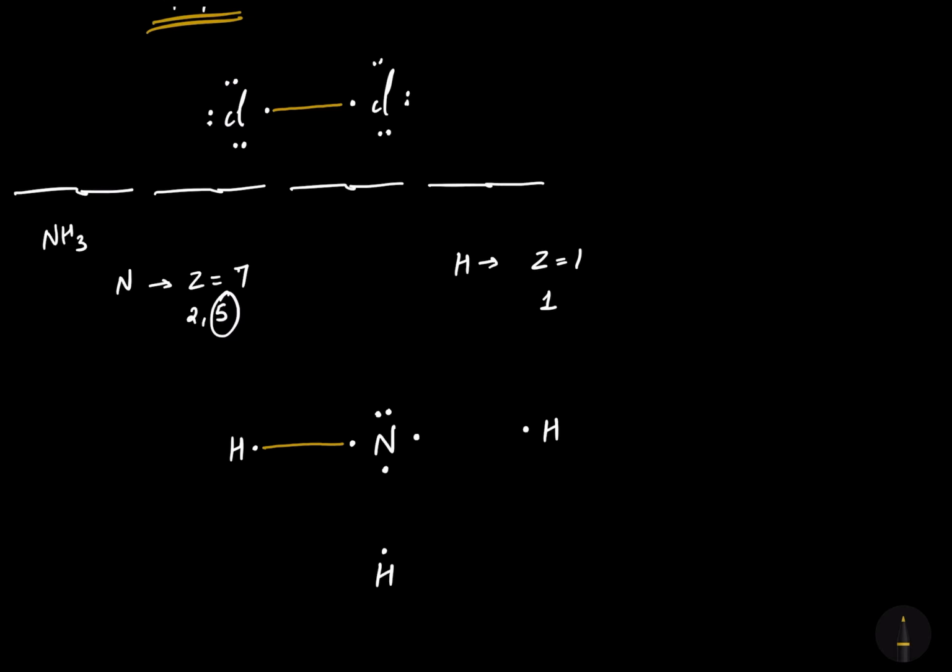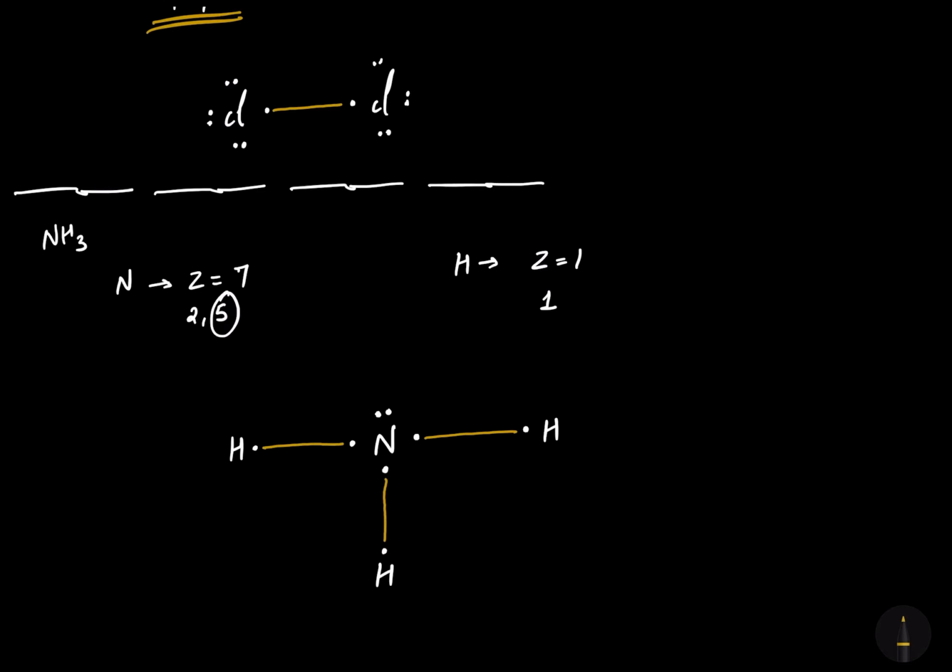Now let's talk about the second hydrogen. The second hydrogen also got the 2 electrons in its outermost shell after sharing electron with nitrogen. And now let's talk about the third hydrogen. The third hydrogen also achieved 2 electrons in its outermost shell after sharing electron with nitrogen. So let's talk about the nitrogen.